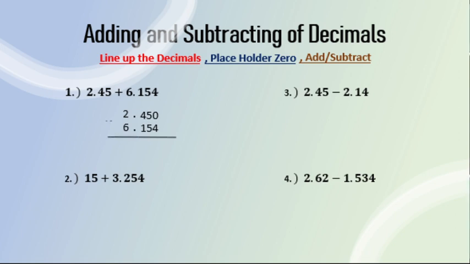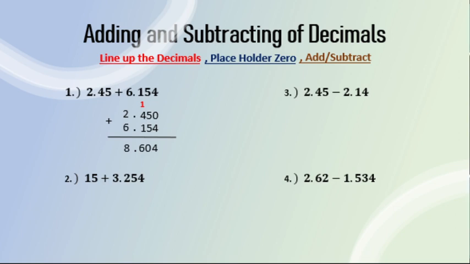Since the operation is addition, we need to add. But before that, let us copy the decimal point directly below. Make sure that we line up the decimal points. Now we can add starting from right to left. We have 0 plus 4 is 4. 5 plus 5 is 10. Carry 1. 4 plus 1 is 5, plus 1 is 6. Then 2 plus 6 is 8. The answer is 8 and 604 thousandths.